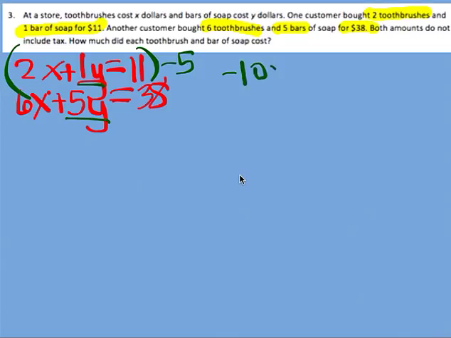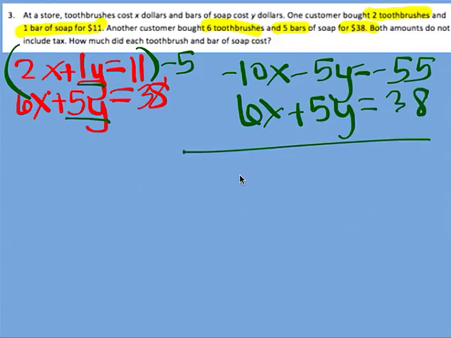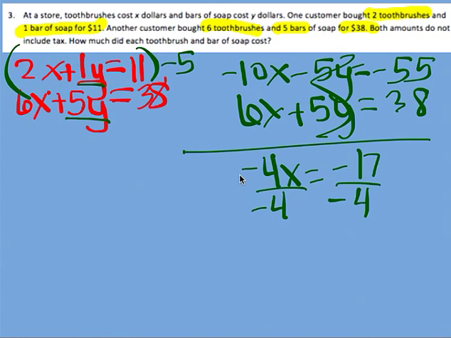So then I get negative 10x minus 5y is equal to negative 55. Then I have 6x plus 5y is equal to 38. Now I'm going to add down the columns. Negative 10x plus 6x is negative 4x. Cross those off. And negative 55 plus 38 is negative 17. Divide both sides by negative 4. Those negatives will cancel, so we get a positive answer because we're talking about money here. So then I get 4.25, and that's for a toothbrush.